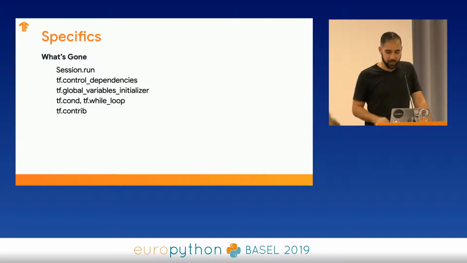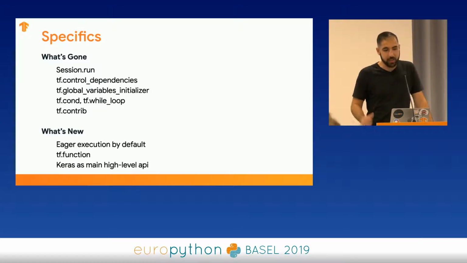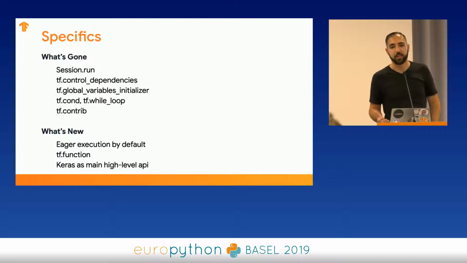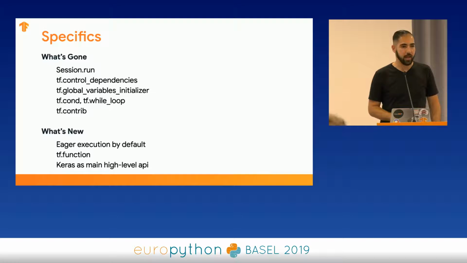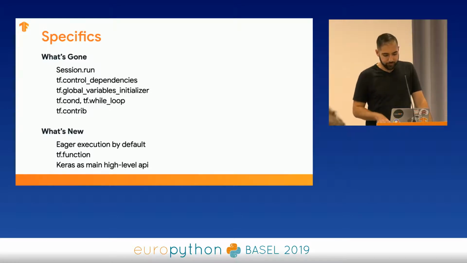But then some of the things that are new include eager execution enabled by default. So this allows you to run TensorFlow using a NumPy-esque style. Keras is the main high-level API. And then tf.function, which is a Python decorator that lets you run your regular Python code using while loops and if statements just in Python, but it will actually get compiled down to TensorFlow code. And we'll talk a little bit more about that in just a moment as well.